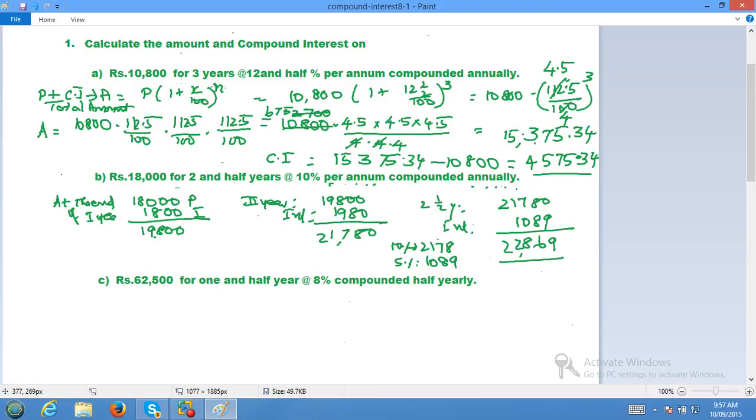So the original amount is 18,000. If you deduct it, this is A. Interest is 22,869 minus principal 18,000, which is equal to 4,869. That is the interest. As I don't have much space, I'm writing briefly; you can write it elaborately. Interest is equal to A minus principal, where A is the total amount.